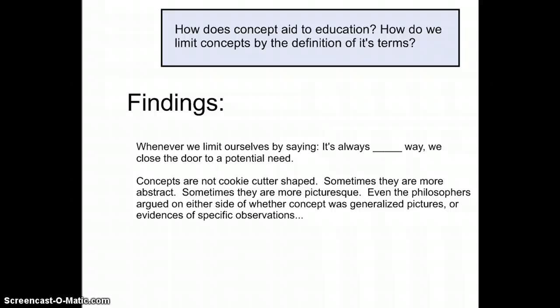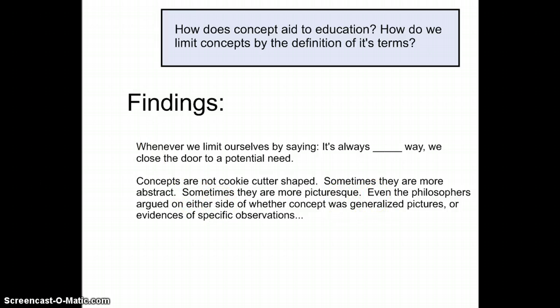How does the concept aid in education? How do we limit concepts by the definition of a term? So my findings: whenever we limit ourselves by saying it's always this way, we close the door to a potential need. Concepts are not cookie cutter shaped. Sometimes they are more abstract. Sometimes they're more picturesque. Even the philosophers argued on either side of whether concepts were generalized pictures or evidence of specific observations.